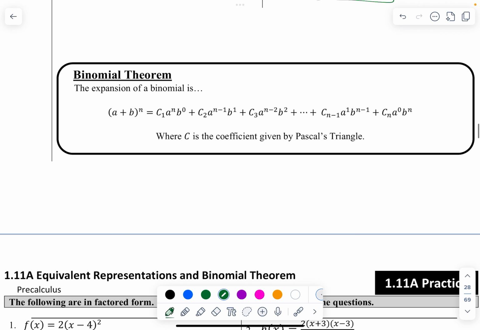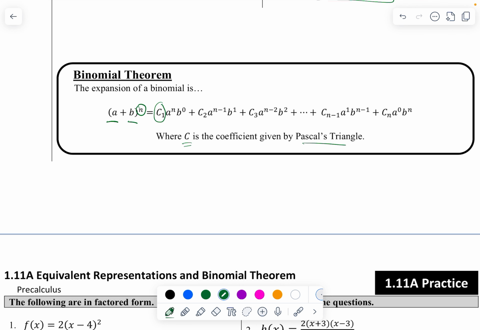All right, so what is the binomial theorem? The binomial theorem says, hey, if you've got any two terms to an nth power, that we take a coefficient from Pascal's triangle and we multiply it by the first term to the biggest power times the second term to the 0 power, and we descend on the first terms from there, and we ascend on the second terms from there.